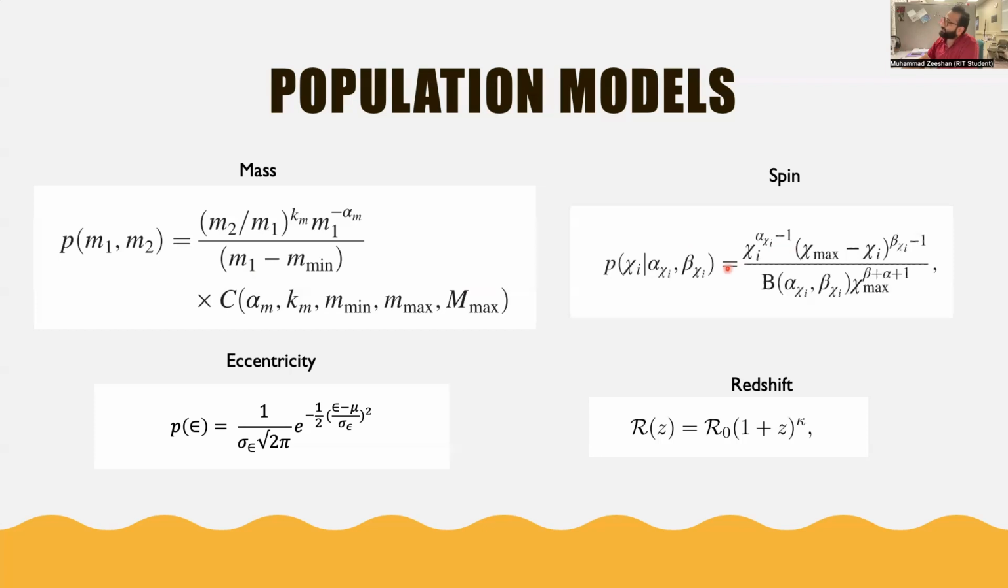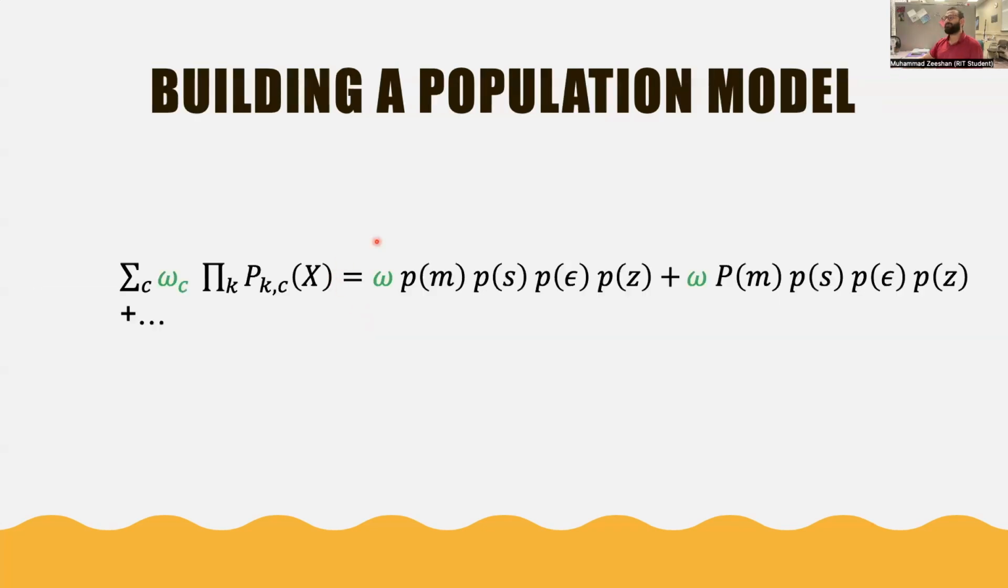And same for the spin, you need to provide the spin component. It will constrain the maximum spin, etc. Same for the eccentricity, you will provide the eccentricity value and it will constrain the sigma eccentricity from it. And in the redshift, it will constrain the k basically. So for each parameter, you have a different distribution, and you will combine them in this way to build a population model.